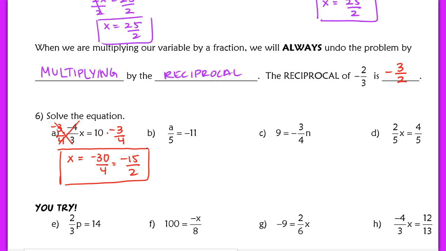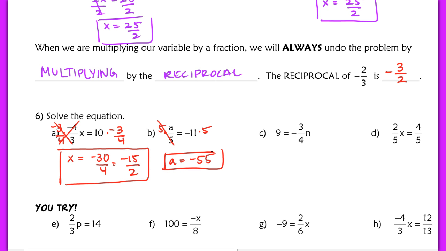In part B, 6b, here I have a divided by 5. You can think of this as 1/5 times a, but since we know that this is dividing by 5, I'm just going to do the inverse operation and multiply by 5. So don't overcomplicate something. Just because it starts with a fraction doesn't mean that it's going to be hard. So we cancel out the 5s here, and I'm left with a equaling negative 11 times 5, which gives me negative 55.